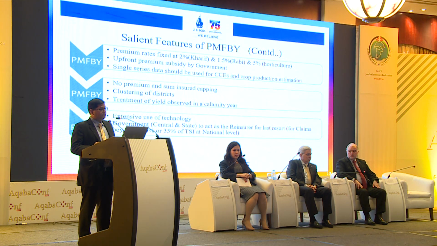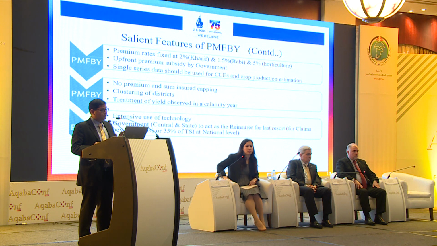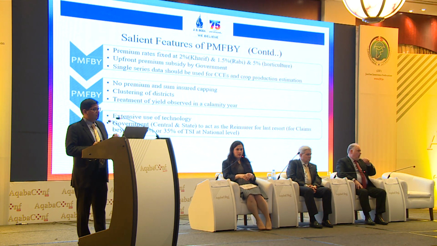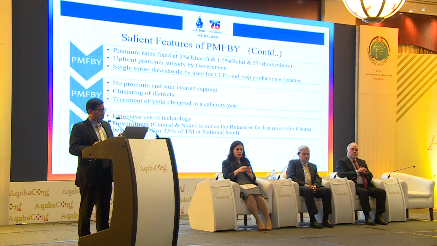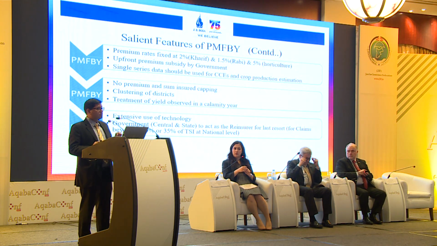So coming back to the salient features of this scheme, the premiums are fixed at 2% for Kharif, which means summer, 1.5% for Rabi, and 5% for horticulture and commercial crops. So for any crop in the summer season, the premium rate will be 2% for the farmers, not the exact rate, because that is the actual rate calculation. The farmer will pay only 2%, and the rest will be paid by the government. The government here means the federal government as well as the provincial government, so it will be on a 50-50 basis.